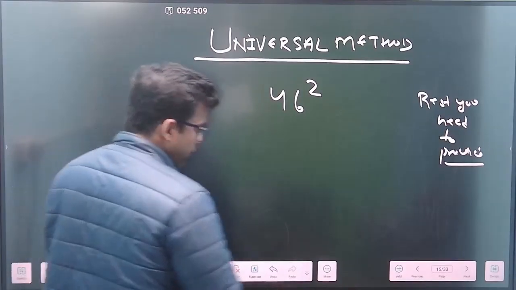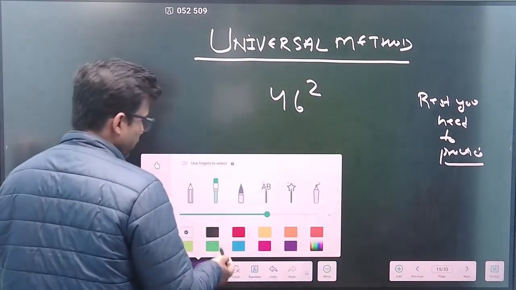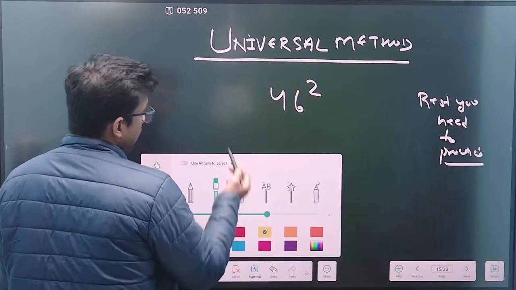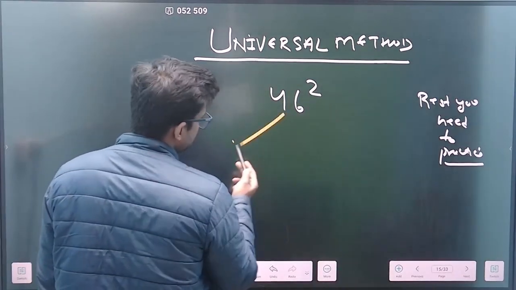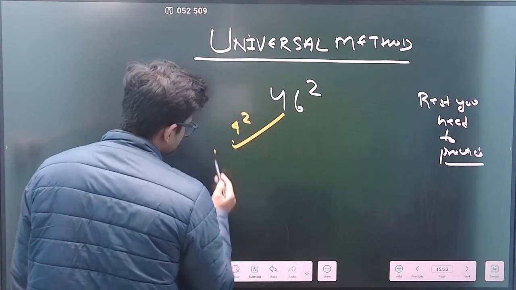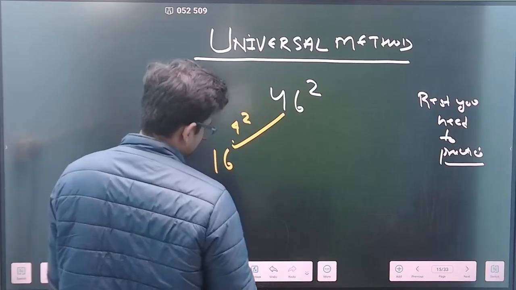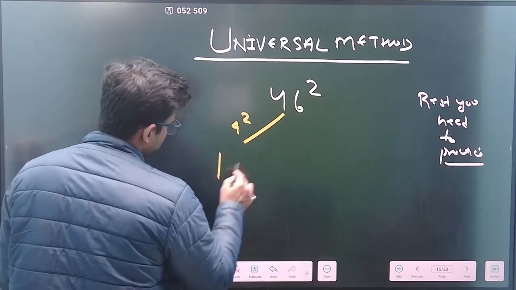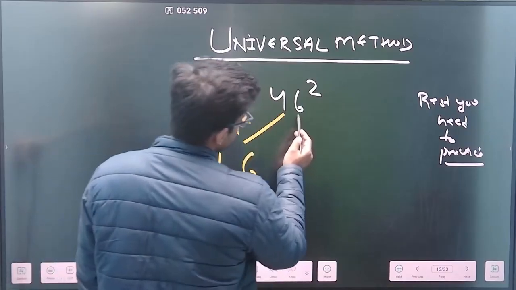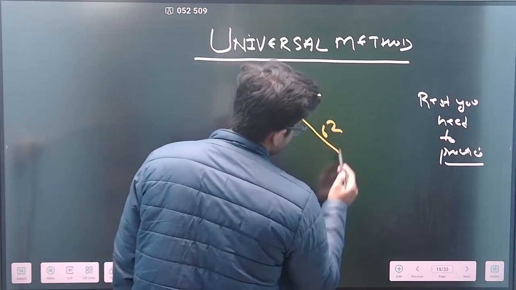Now see carefully everyone what I do, because you can also watch this video again and again. Now what is this 46 ka square? What is this 4 ka square? 4 ka square is 16, correct? Let me write down here. 4 ka square is basically 16. What is this 6 ka square? 6 ka square is 36.